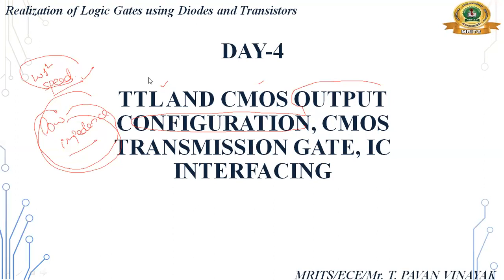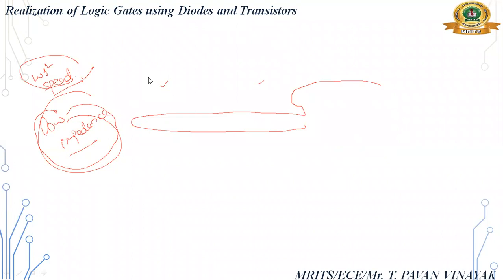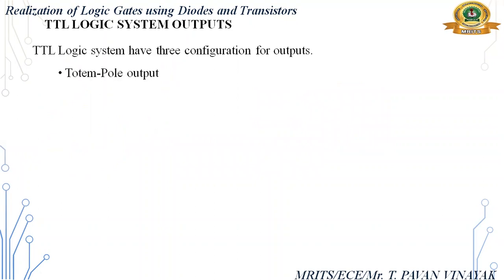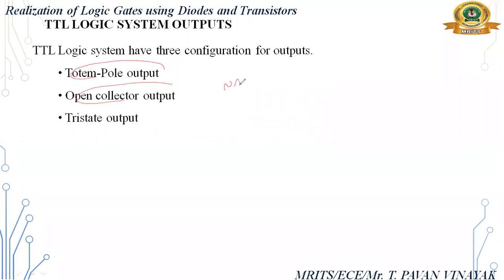Let us see the TTL NAND circuit. For that NAND circuit, we will learn different types of TTL forms. TTL output configurations are of three types: first, totem pole output; second, open collector output; and third, tri-state output. These three configurations we learn for the NAND TTL circuit.